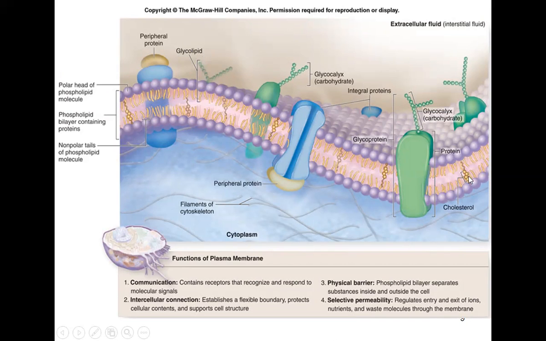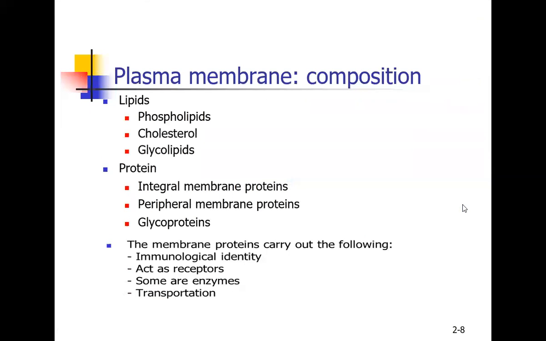Then we have the cholesterol here. Then we have the phospholipid. This whole thing is called the phospholipid bilayer. Here is one phospholipid, and this is the second phospholipid, so this is the bilayer, two layers of phospholipids. Inside we have the glycolipids, and small bodies here called cholesterol. All together, phospholipids, cholesterol, and glycolipid are called lipids.